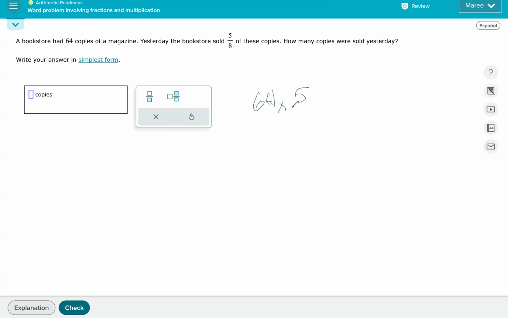So I like to divide by 8 first. 8 times 8 is 64, so 8 goes into 64 8 times. We multiply that by 5, and we get 40. So 40 copies were sold yesterday.